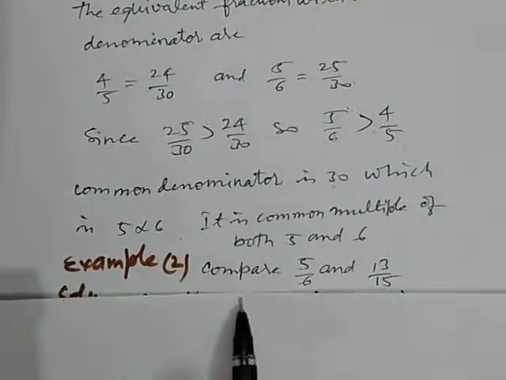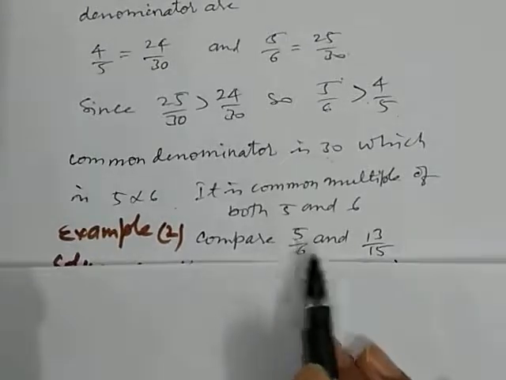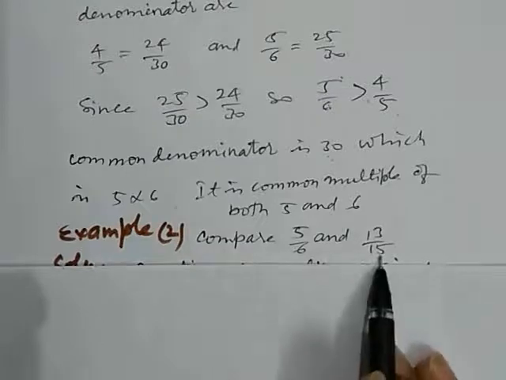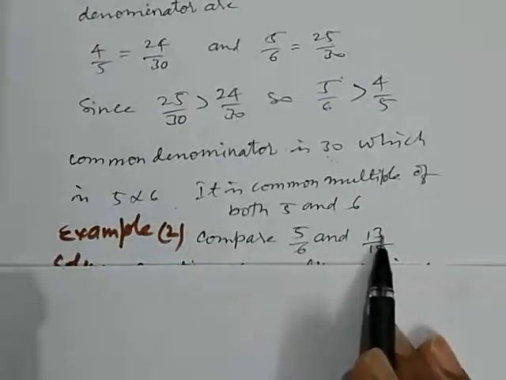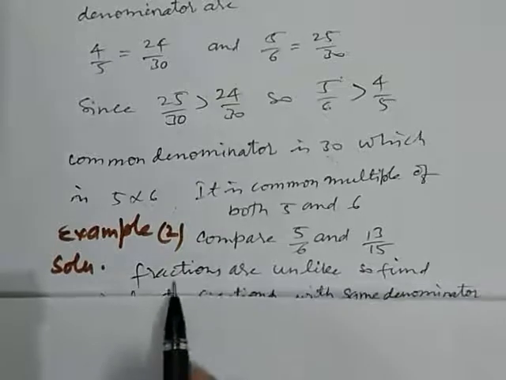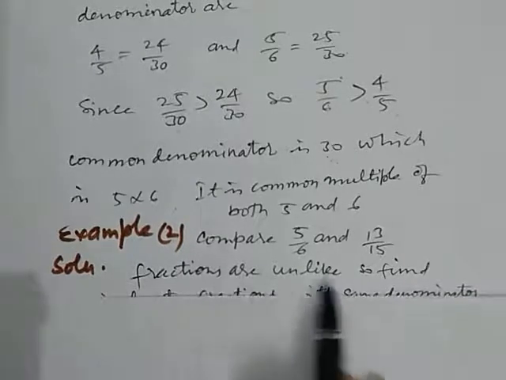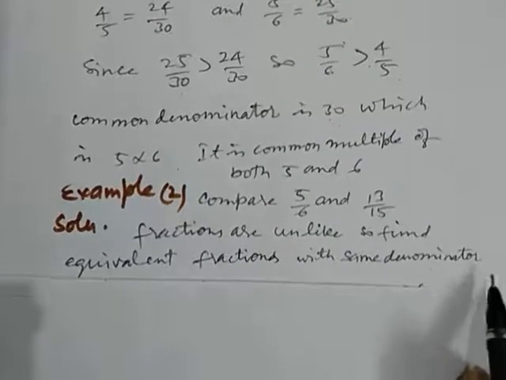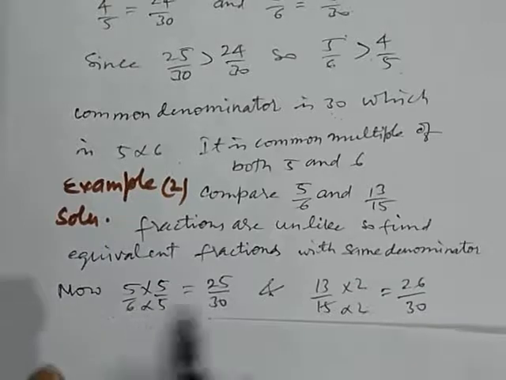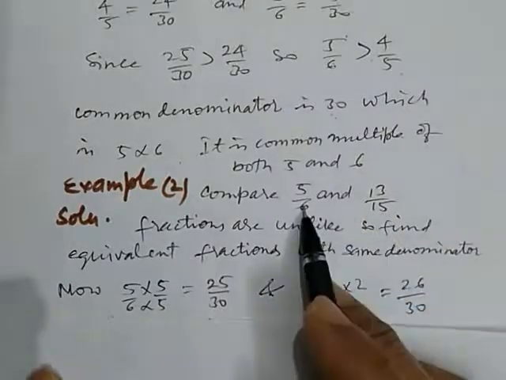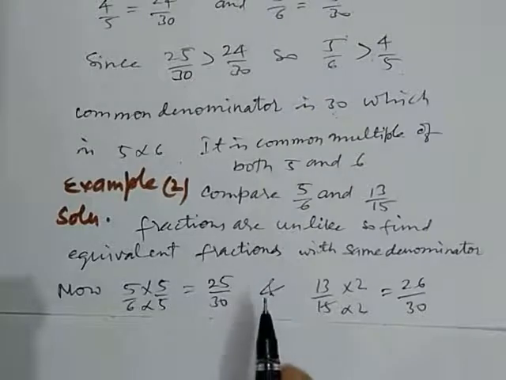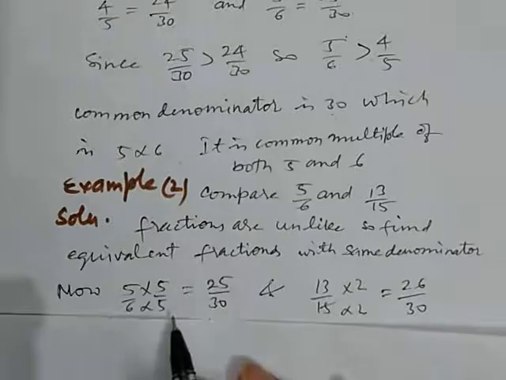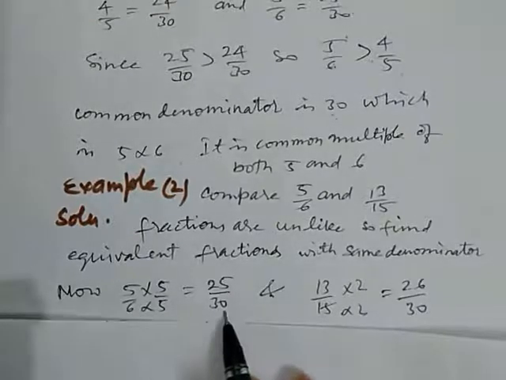Now we take one more example. Compare 5 by 6 and 13 by 15. Here both are unlike and the numerators are also different. The fractions are unlike, so find equivalent fractions with the same denominator. So 6 and 15 have the equivalent fraction when the denominator becomes 30.